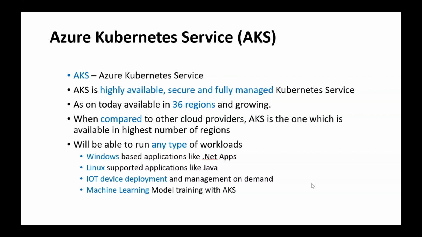Here in AKS, you just have to manage your worker nodes, and all the master things like the control plane will be managed by Azure itself. For AKS, we have 36 regions and it is still growing. If we compare to other cloud providers, Azure has the highest number of regions. So what type of workloads can we run in AKS? Almost any kind of workload you can deploy. That can be your microservices application, Windows-based applications like .NET, Linux-based applications like Java, or any other type of application. IoT device deployment, machine learning model training, or any application like this.